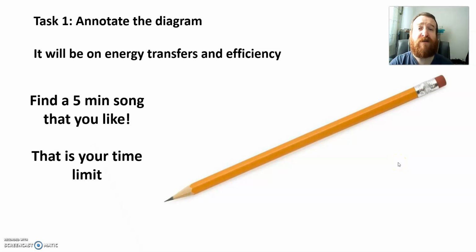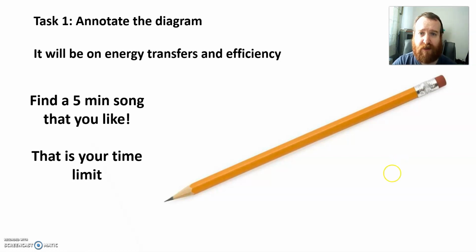Hello Year 9, you've uploaded some brilliant work over the last week on energy transfers and efficiency, some really good calculations, some really good answers. Really pleased. This week we're going to go on and do some exam questions as your remote learning, but I want to do the first little activity here to begin with.